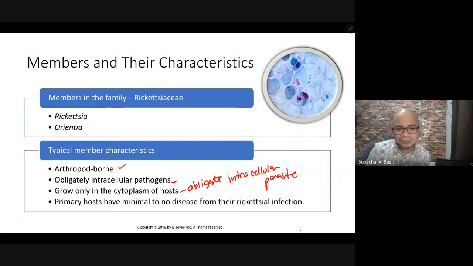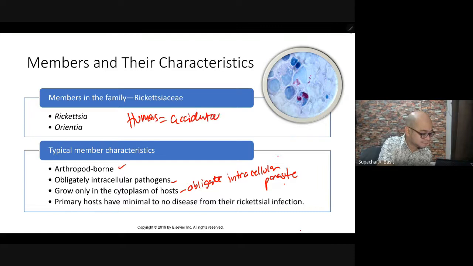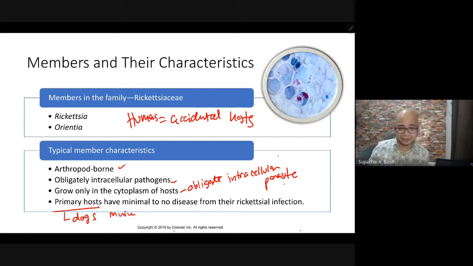Okay, so what do you mean by primary host? Humans are accidental hosts. So we are considered to be the accidental host. Primary hosts could either be dogs or murine or rats. So these are the primary hosts, and they have minimal to no disease from the rickettsial infection.